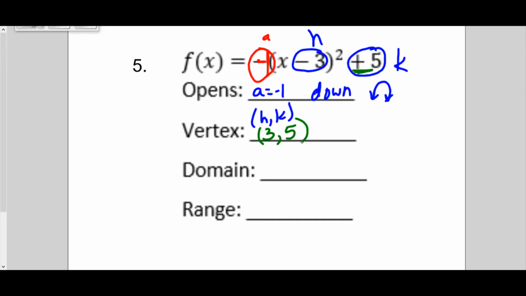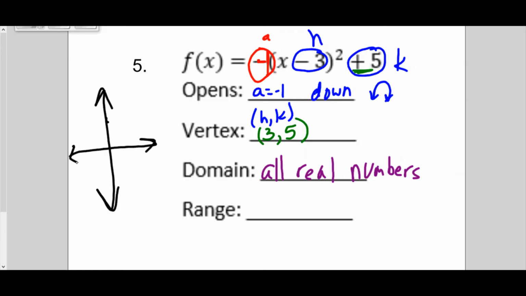The domain for quadratics, the domain is always going to be all real numbers. What this means is I could put any number I want in for x. So the domain is all real numbers. The range is the one we have to look out for. So I'm going to sketch to do the range.